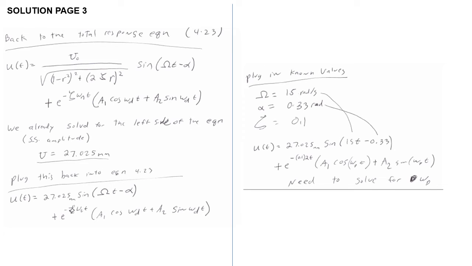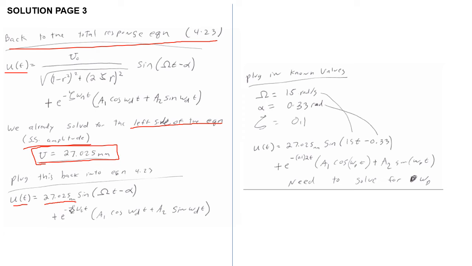Now from here, we need to go back to the total response equation, which is equation 4.23, where we have this whole long u of t with both sides of the equation. We've already solved for the left side, our steady state amplitude, which is what they asked us to solve for in the first part of the problem. But now we need to plug this u value back into equation 4.23 for our total response.